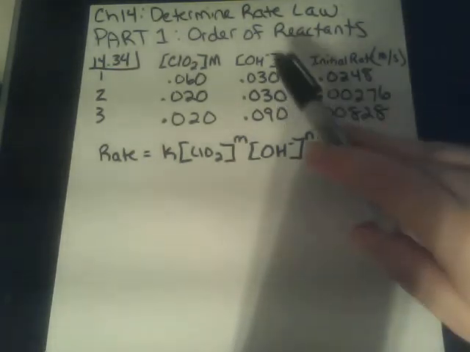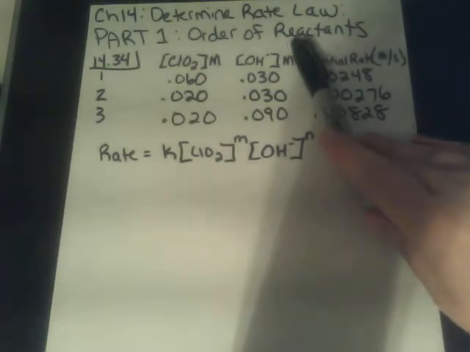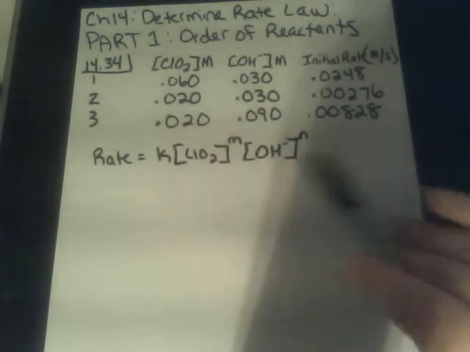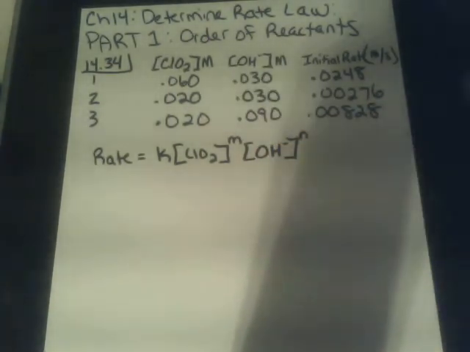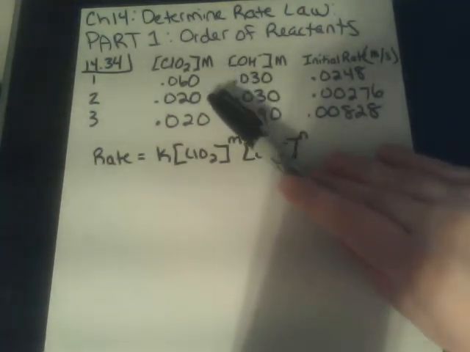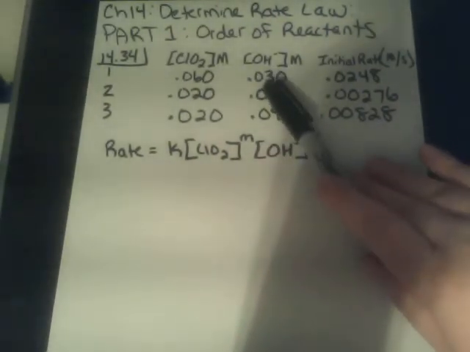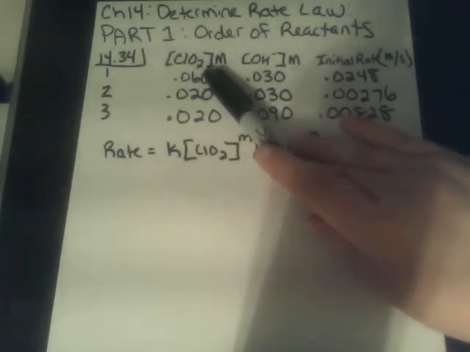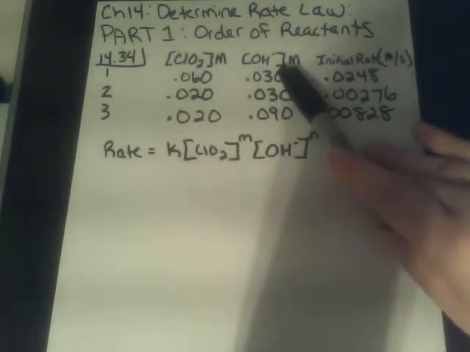Let's do an example of determining the order of reactants in order to determine a rate law for a reaction. This is chapter 14, and I pulled a sample problem 14.34 from our book. As you can see, they chose a situation where, in order to determine the order of one reactant, you have to keep the other constant. So if I want to determine the order of reactant for ClO2, I want a situation where these are changing, but these are kept the same.